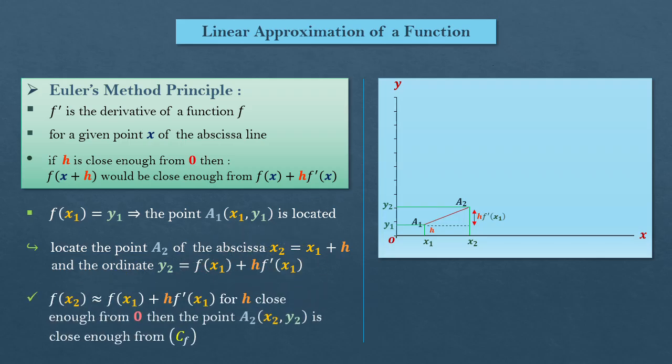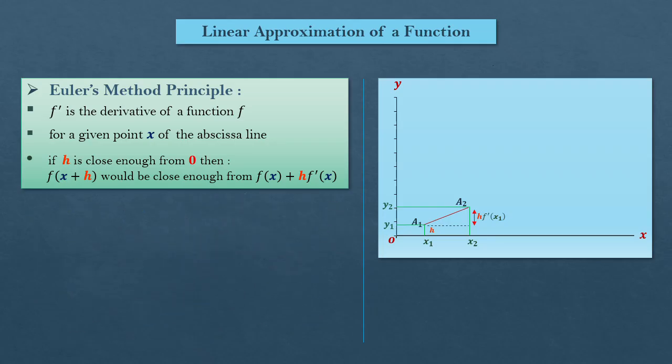Now as according to our method's principle, we can get the value f(x1) plus h times f prime of x1 as close as we want to the exact value of our function f at the abscissa x2, which is f of x2. If the value of our step, h, is small enough, then the point a2 that has x2 and y2 as coordinates can be located close enough to its exact location on the curve CF of the function f. So now that f of x2 is close enough to y2, we assume the point a2 that has x2 and y2 as coordinates is located.